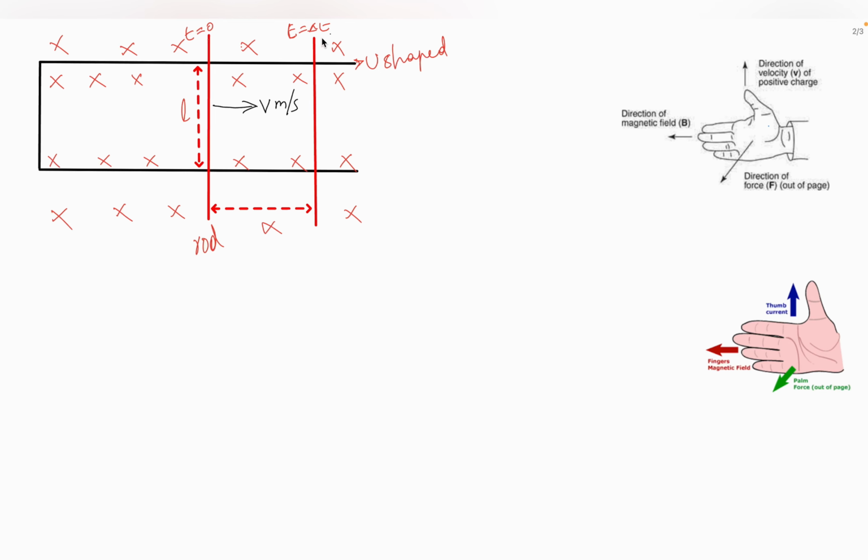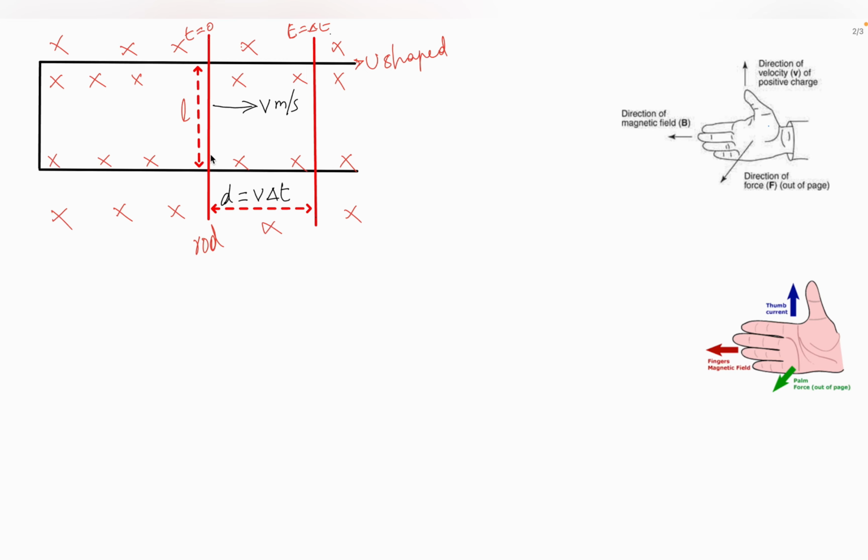So in this time it has traveled this much distance. This distance is equal to the speed, which is v, multiplied by the time, which is delta t. So v times delta t is the distance it has traveled from here to the next position there.